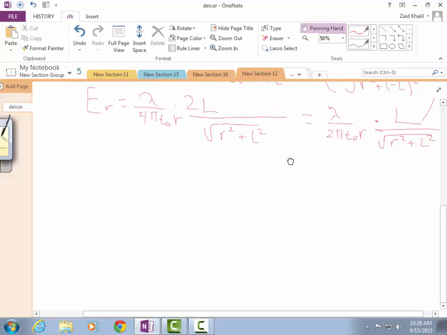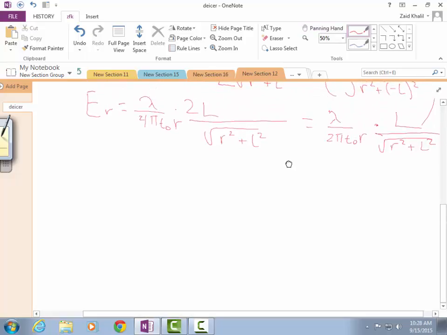So now we have ER. We want to find ER for what point? Where R is much greater than L. And notice, what does that mean? What does that physically mean? Let's see. Aman, what do you think that physically means? Finding the electric field at a point where R is much, much greater than L.